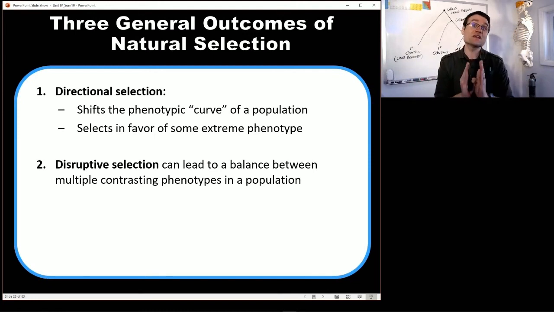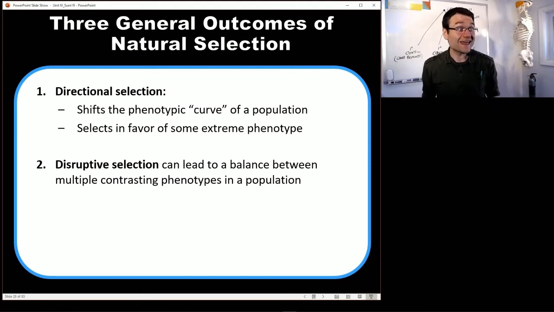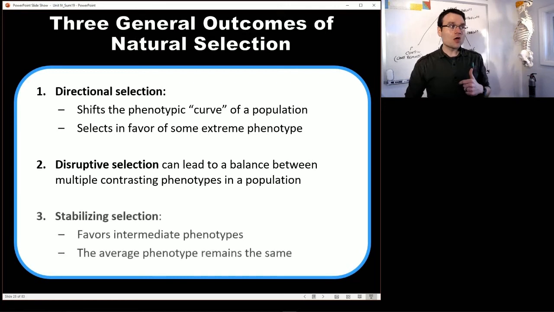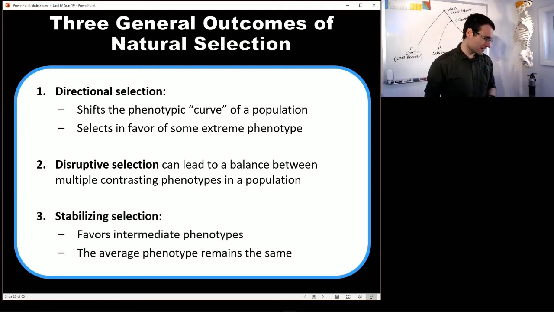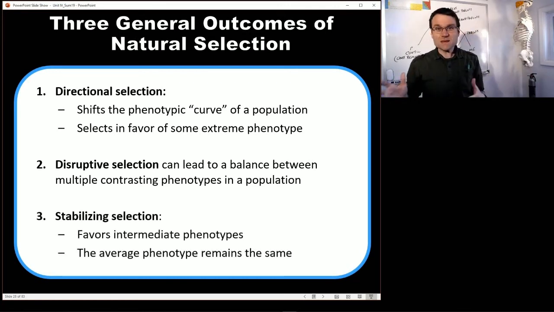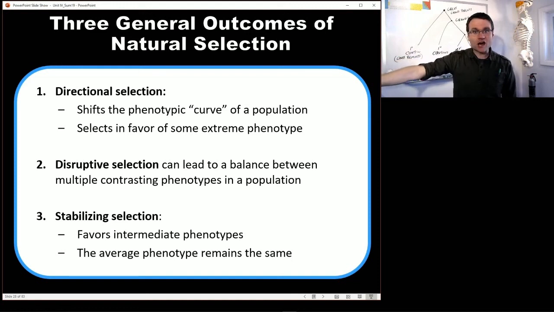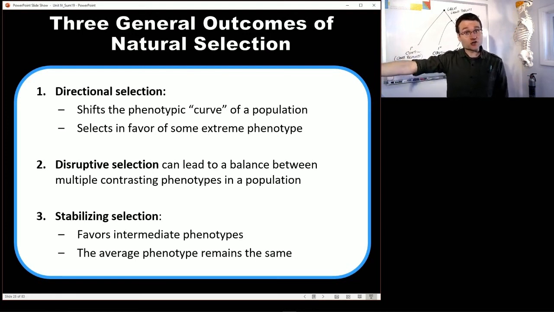And the intermediate phenotypes are being selected against. On the other hand, there's also something called stabilizing selection. Maybe being a big groundhog is not an advantage. Maybe that just makes you a target for very, very large predators, right?